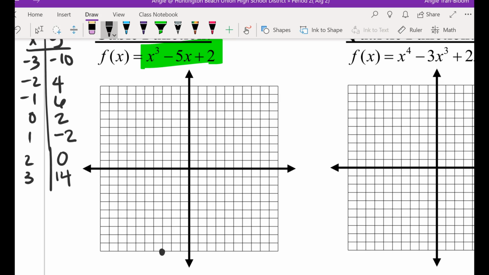Negative 2 is positive 4. Negative 1 is positive 6. 0 is positive 2. 1 is negative 2. 2 is back at 0. And 3 is 20. You can extend that a little bit. Don't be shy of extending your graph.